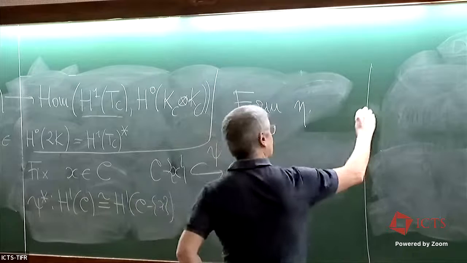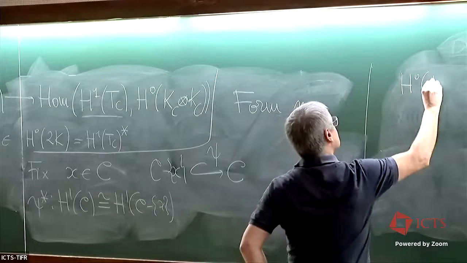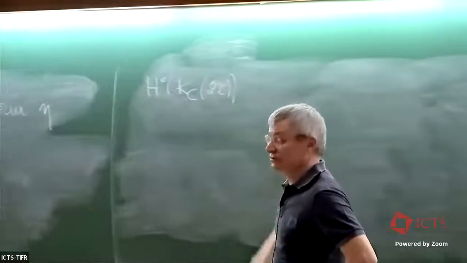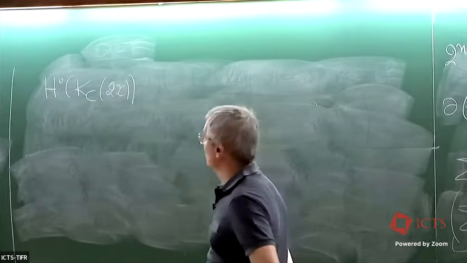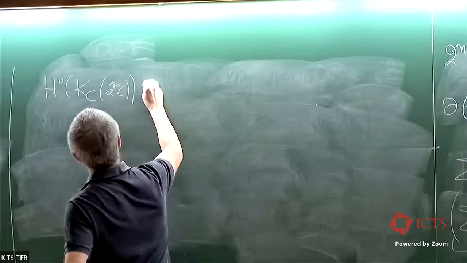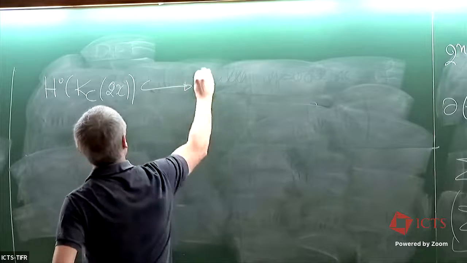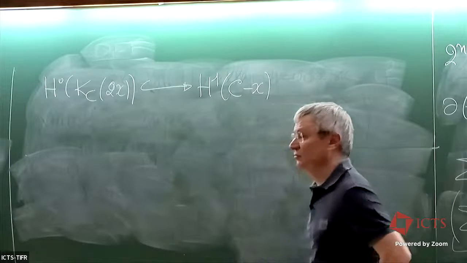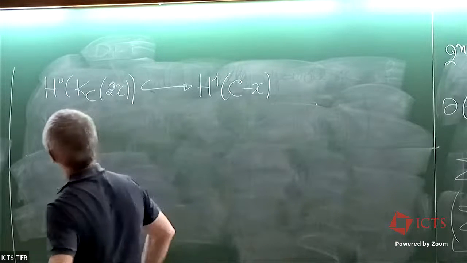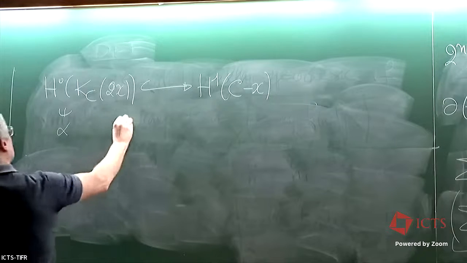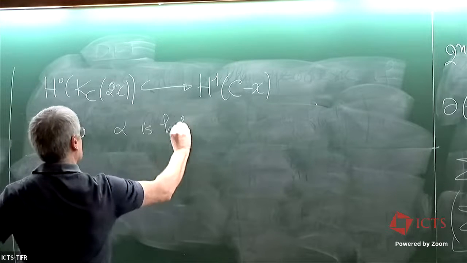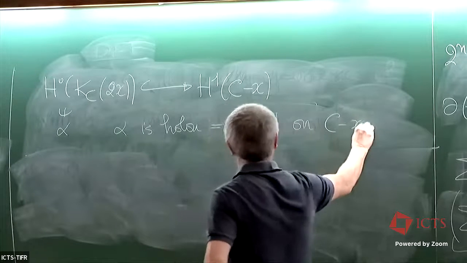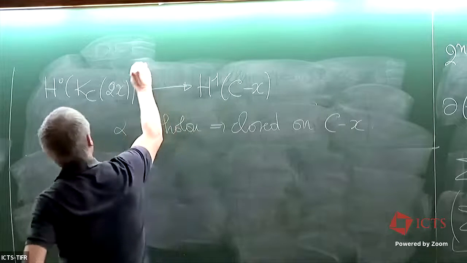Next, observe that the sections of these bundles, so one-forms with at most a double pole at X, inject in the cohomology of the curve with a hole, because if I take an element here, alpha is holomorphic and closed on C minus X. So alpha defines a cohomology class.